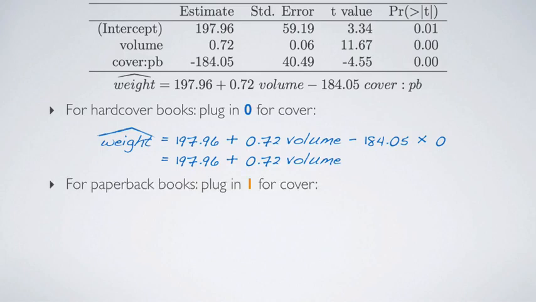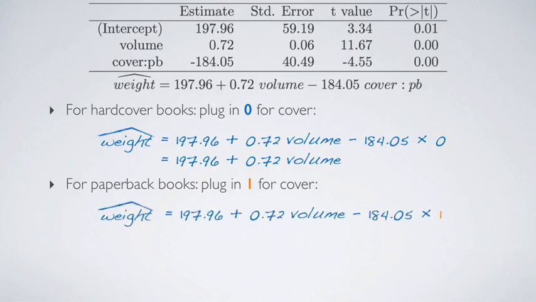For paperback books, on the other hand, we're going to plug in a 1 for the cover type in our regression model. So if we simplify that out, we're going to get an intercept of 13.91. Remember, this is a lower intercept than the intercept for the hardcover books, which makes sense because we had said that paperback books generally weighed less on average, so the line for those books should be at a lower spot on the scatter plot than the line for the hardcover books, plus 0.72 times the volume.